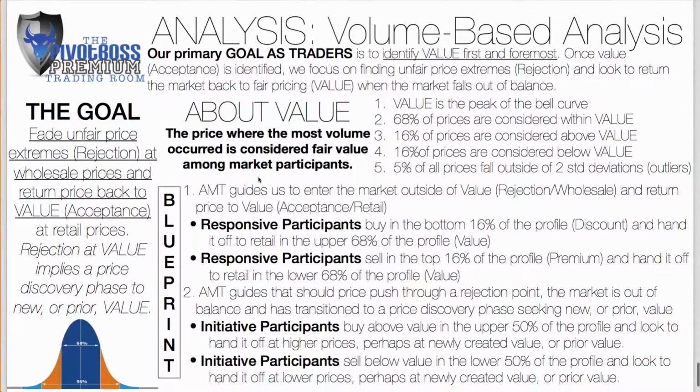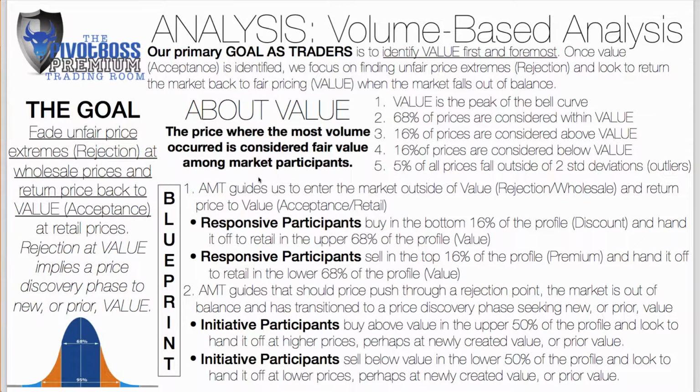Now, the second cheat sheet here is all about identifying how to use the profile, the key things you need to know about it. And basically, this one's all about telling you how to use it to become a proper participant in the market. So our primary goal as traders is to identify value, first and foremost. Identify value in the chart you're trading, identify value in the higher and lower time frame. From there, once value, acceptance is identified, we focus on finding unfair price extremes, rejection. And then we look to return the market back to fair pricing, value, when the market falls out of balance. That's all we're doing, right?